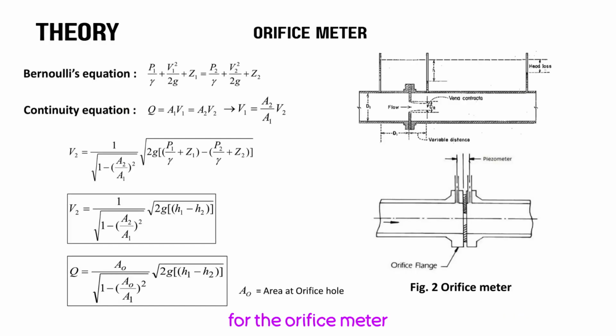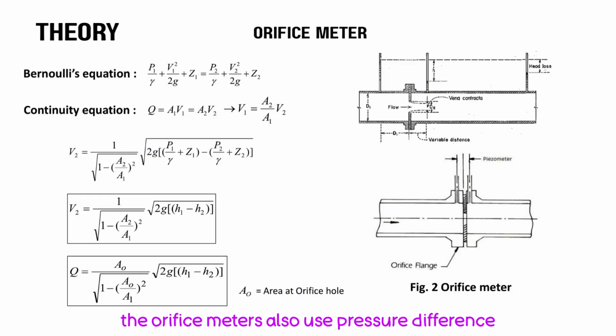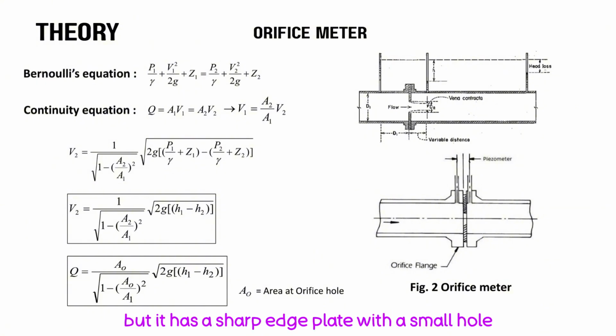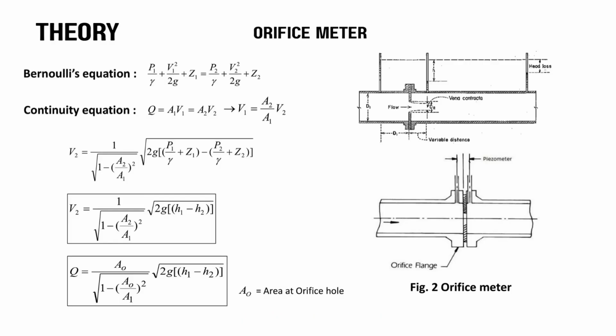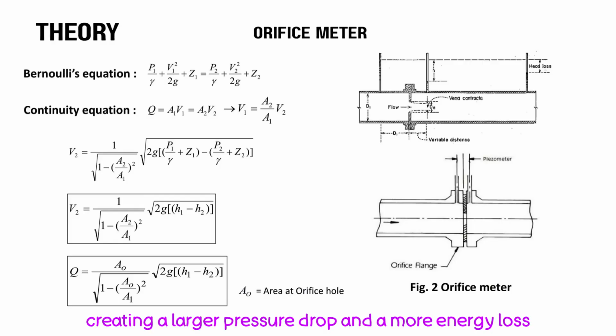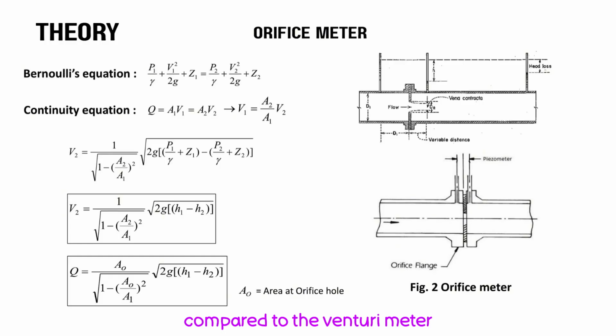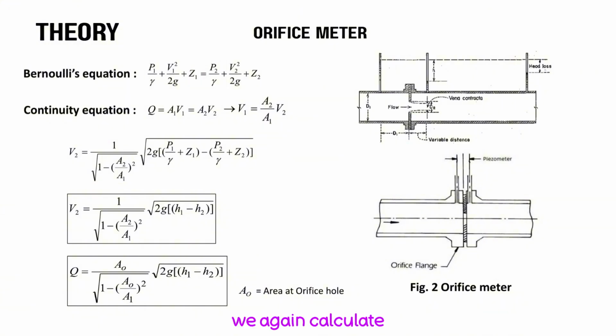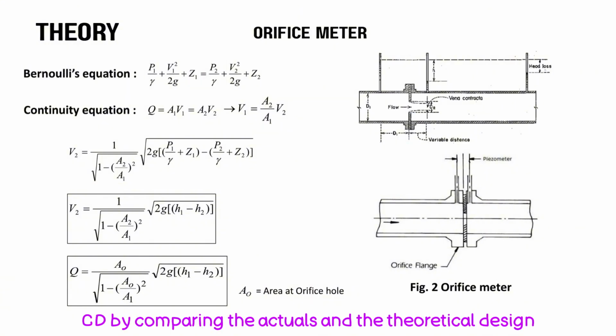The orifice meter also uses pressure difference to determine flow, but it has a sharp-edged plate with a small hole. The flow contracts suddenly when passing through the orifice, creating a larger pressure drop and more energy loss compared to the venturi meter. Therefore, its coefficient of discharge is smaller. We again calculate CD by comparing the actual and the theoretical discharge.